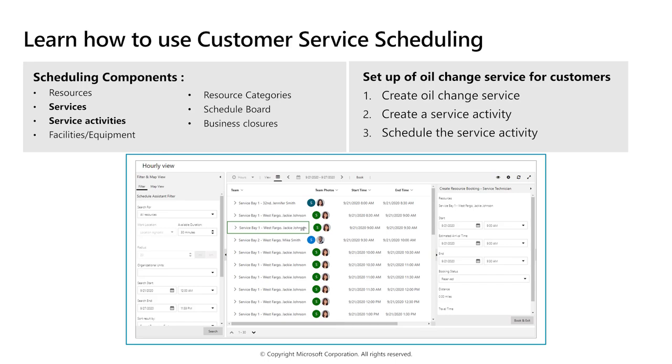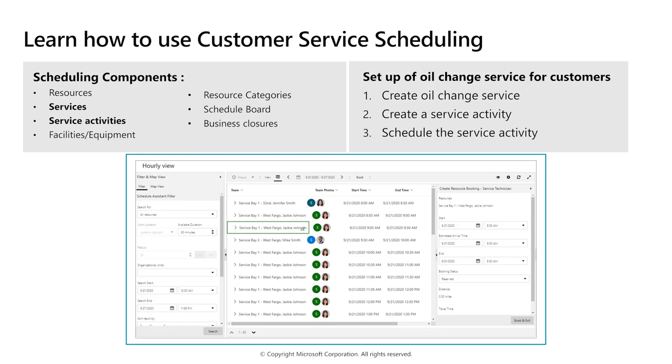Now, services and service activities are used in conjunction with each other. For example, if we had a garage that wanted to deliver oil changes to customers, they could set it up as follows. They'd need to create an oil change service. This would define the type or types and quantities of resources required to deliver an oil change. For example, an oil change might require a service bay, which is an equipment resource, and 2 technicians, which are human resources, to be able to complete it.